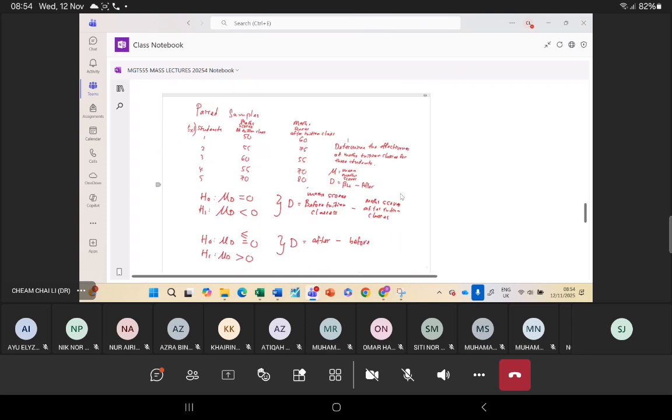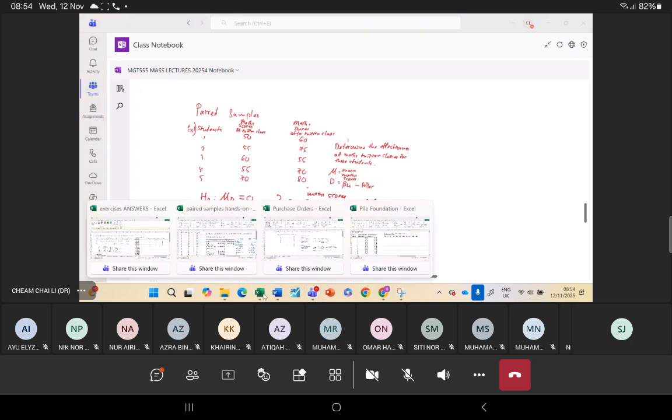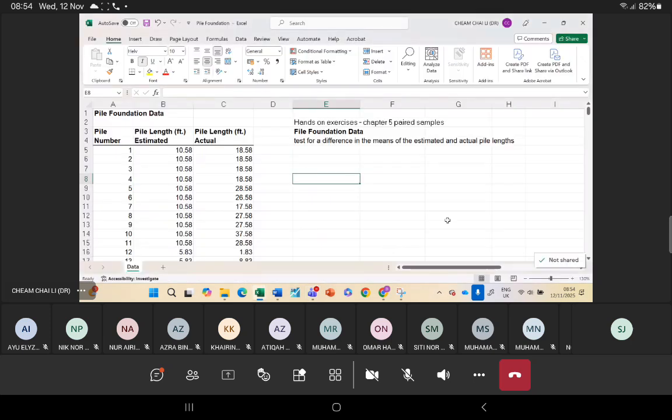This is what we want to look at, the sample. We need to have this data. We're going to get rid of this data. Right. At the same time, in case you have any question, you can just ask me.